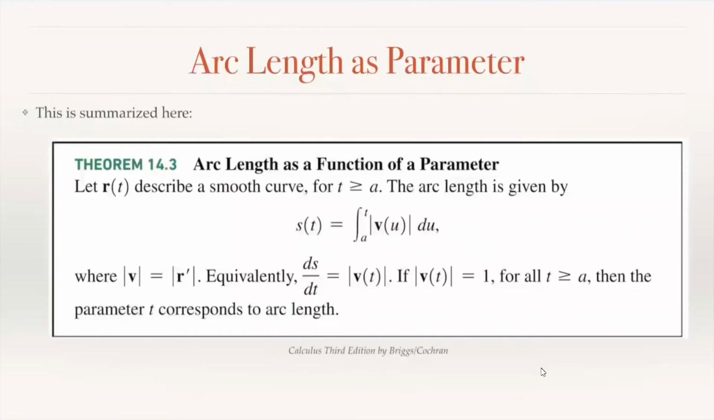Okay, and this is summarized here. Let r of t be a smooth curve. The arc length is given by this, as we know. We use s for the arc length.